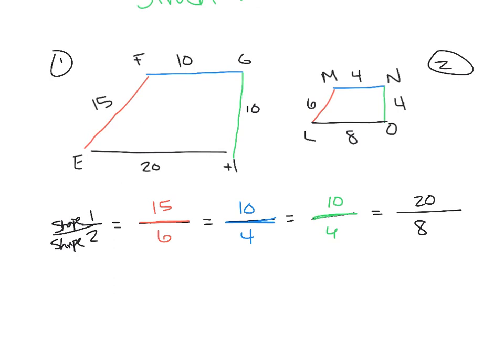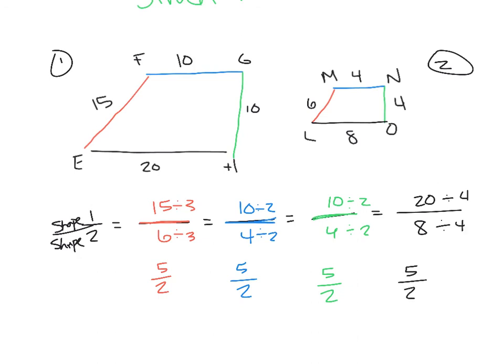So then we have to think, what's the biggest number? 3. So we divide both of those by 3 and get 5 halves. Biggest number is 2. Divide and get 5 halves. Biggest number is 2 again. You get 5 halves. And the biggest number is 4. So you get 5 halves. And these are all equal together. So that's similar.